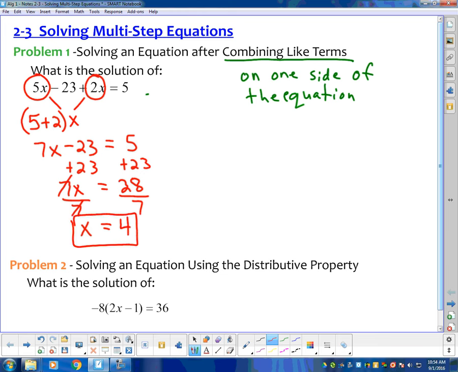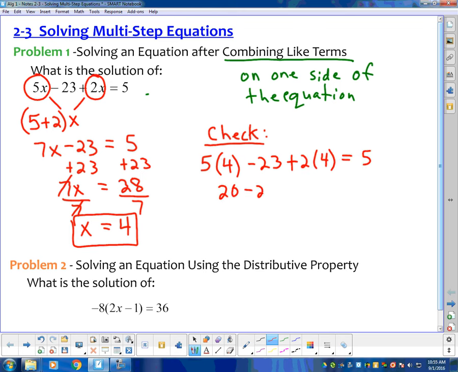Let's check it. So here's what the check would look like. The check now becomes a little more important. It's not something you can necessarily do just mentally by looking at it. So we have 5, and then in place of that first x, we're going to put a 4, minus 23 plus 2 times 4 equals 5. And so we have 20 minus 23 plus 8. Question is, does that equal 5?